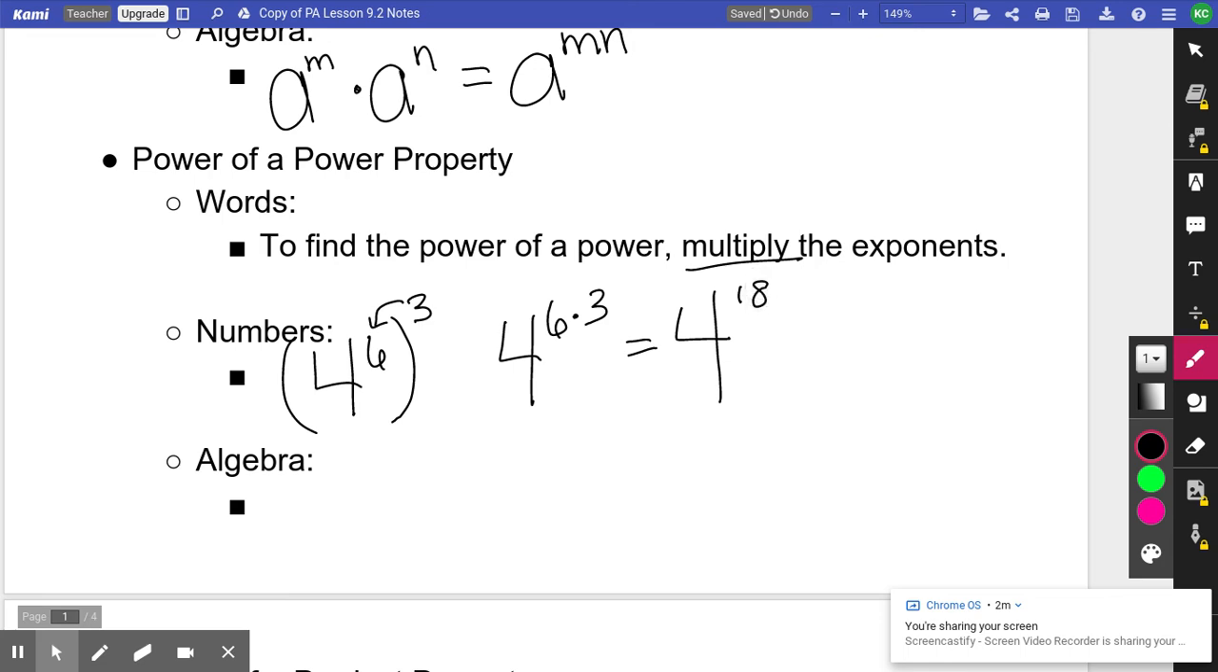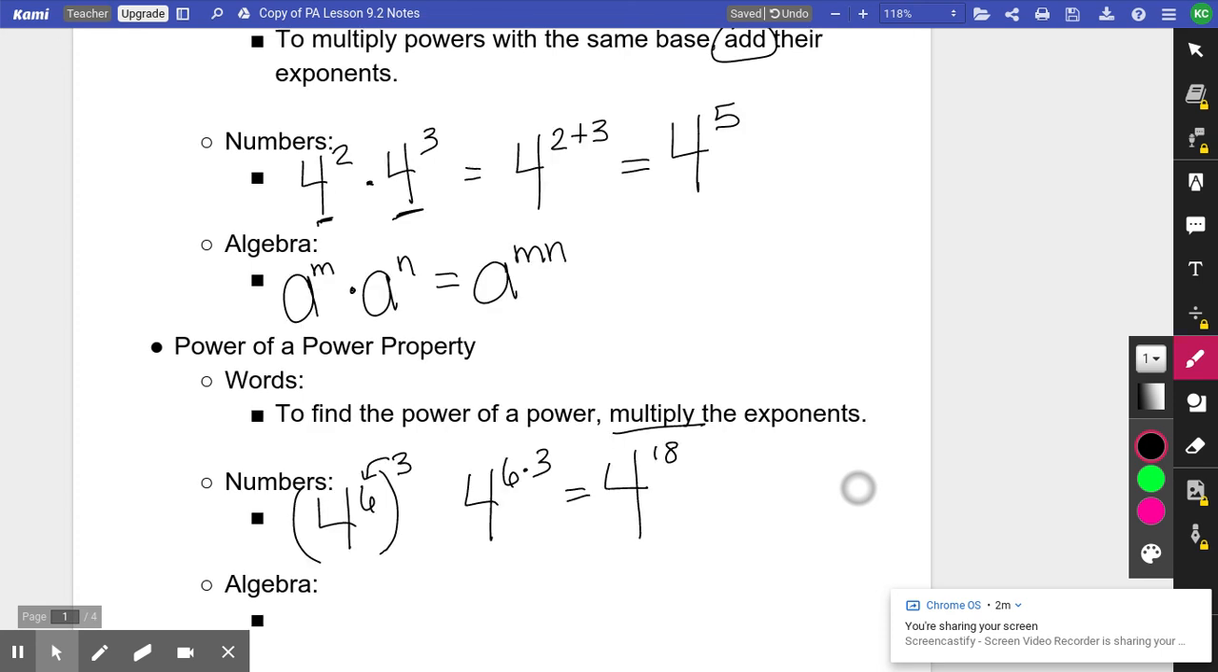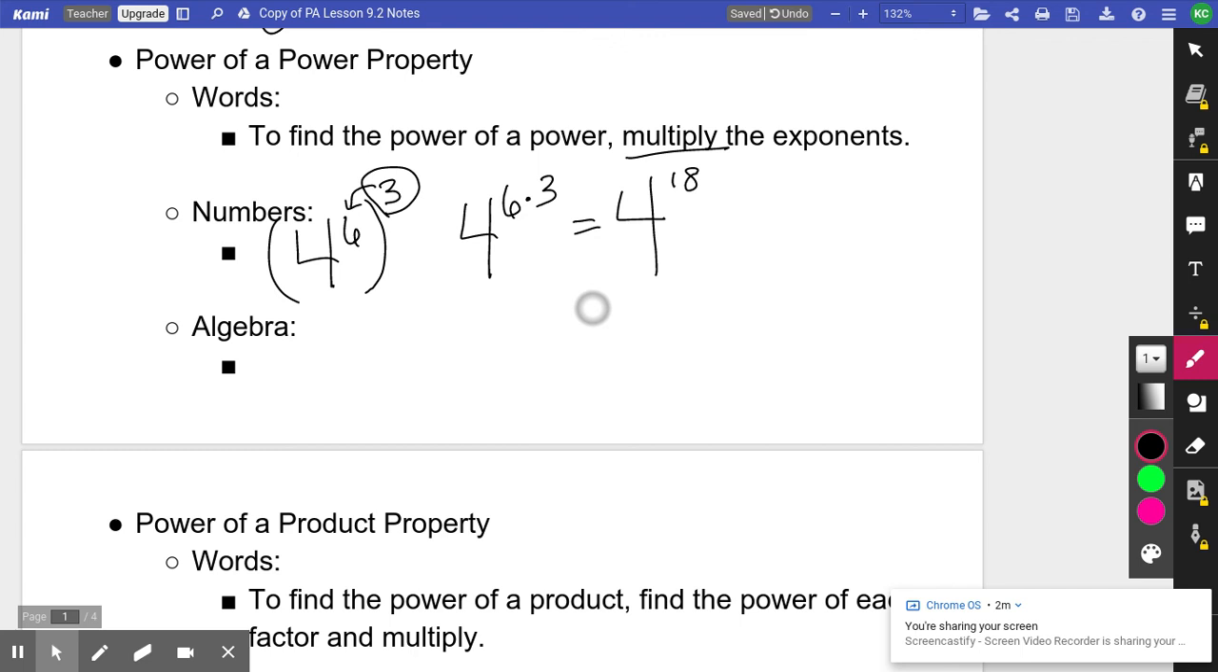So let's look at this. That should be m plus n, I'm sorry. Look at the difference. We're taking 4 to the second times 4 to the third. Okay, so that's whenever we add. Here, we're taking 4 to the sixth, and we're raising it to the third power. That is whenever we multiply. Okay, so in algebra terms, that would say a to the m, all raised to the n, would give me a to the mn. Okay, multiply together.